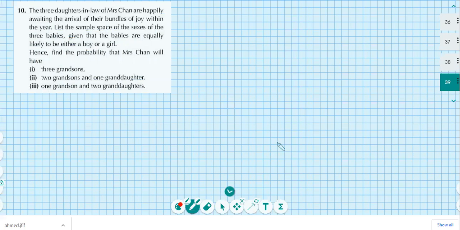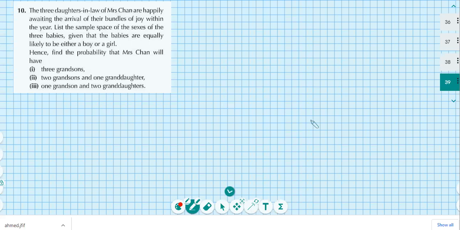Question number 10. The three daughters-in-law of Mrs. Chan are happily awaiting the arrival of their bundles of joy within the year. List the sample space of the sexes of 3 babies given that the babies are equally likely to be either a boy or a girl. Hence, find the probability that Mrs. Chan will have 3 grandsons. So I'm going to make a tree diagram for this case.